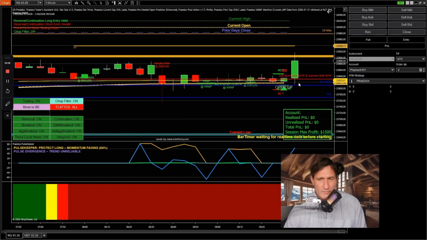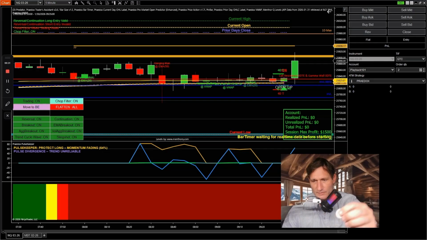Another setup I want to show you is popular at the open. The first 15 minutes, some people use 30, some people use an hour, but 15 minutes is what I generally like to use for the opening range breakout. And I'm going to show you how to do that on NinjaTrader.